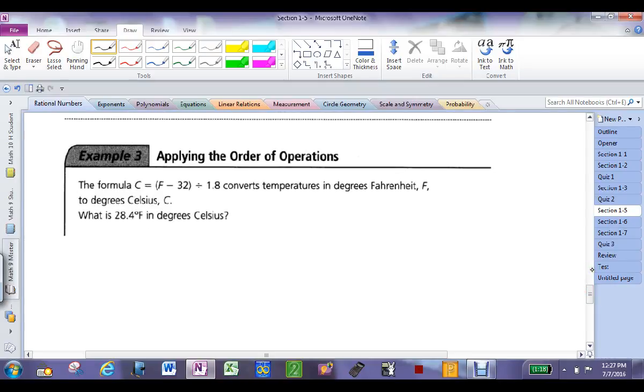Now, this last thing is when BEDMAS is used in real life. It's the only time that it really comes into play. If you are doing a formula, you're going to need to do BEDMAS.